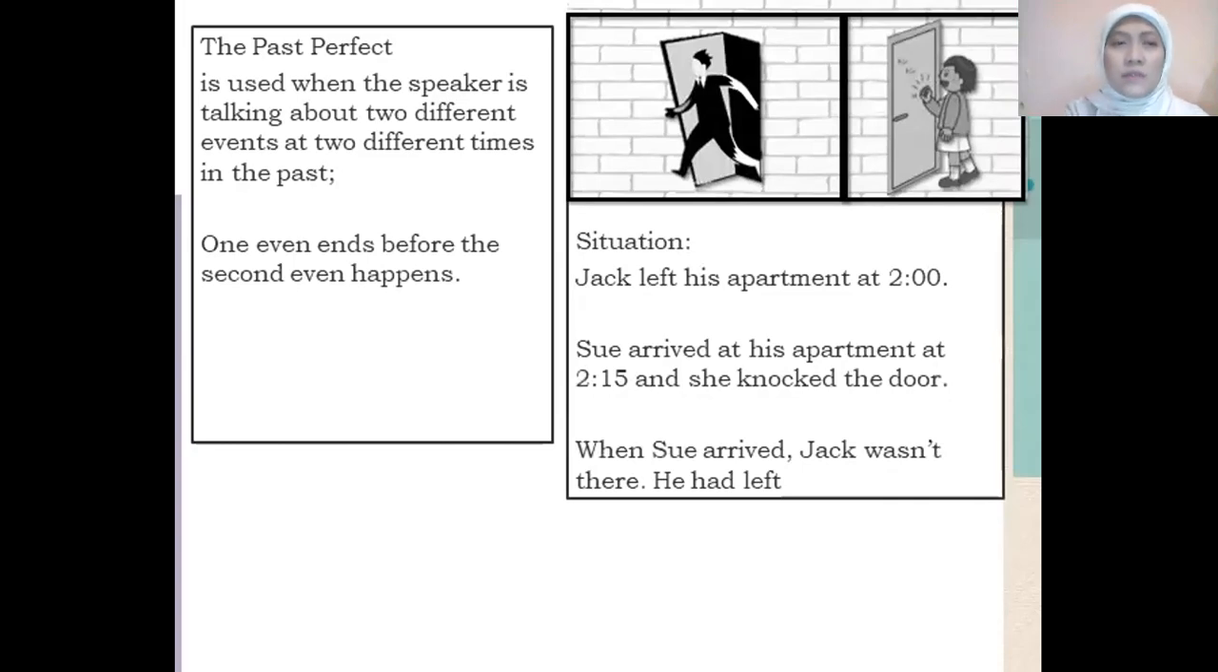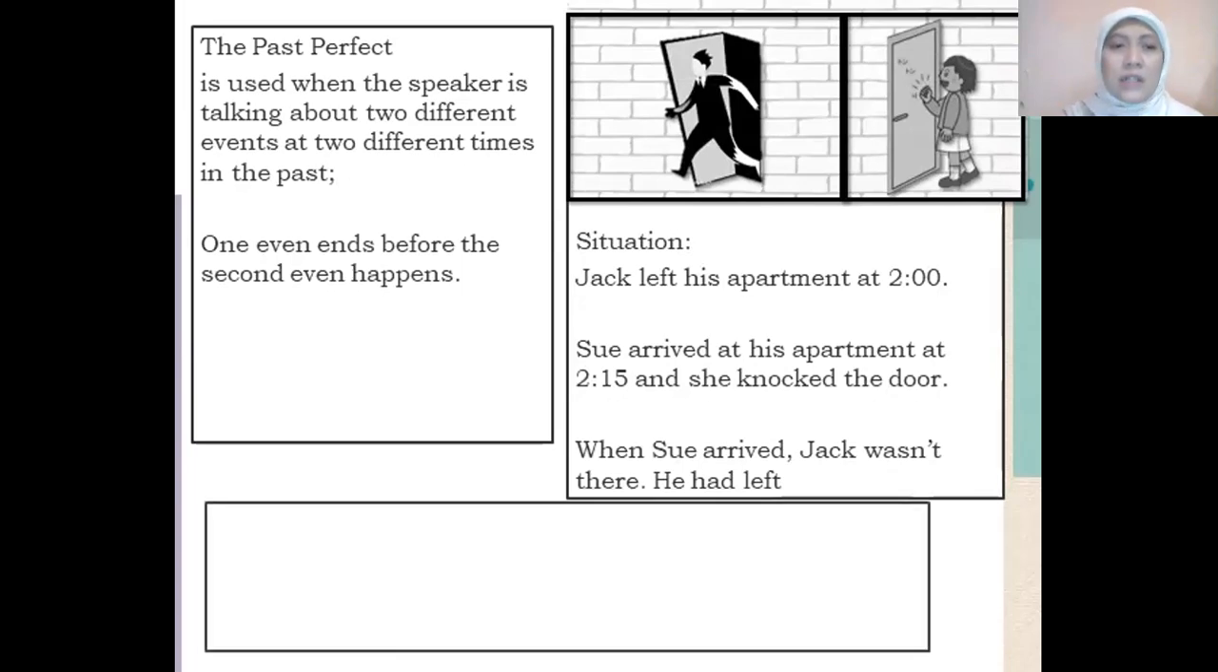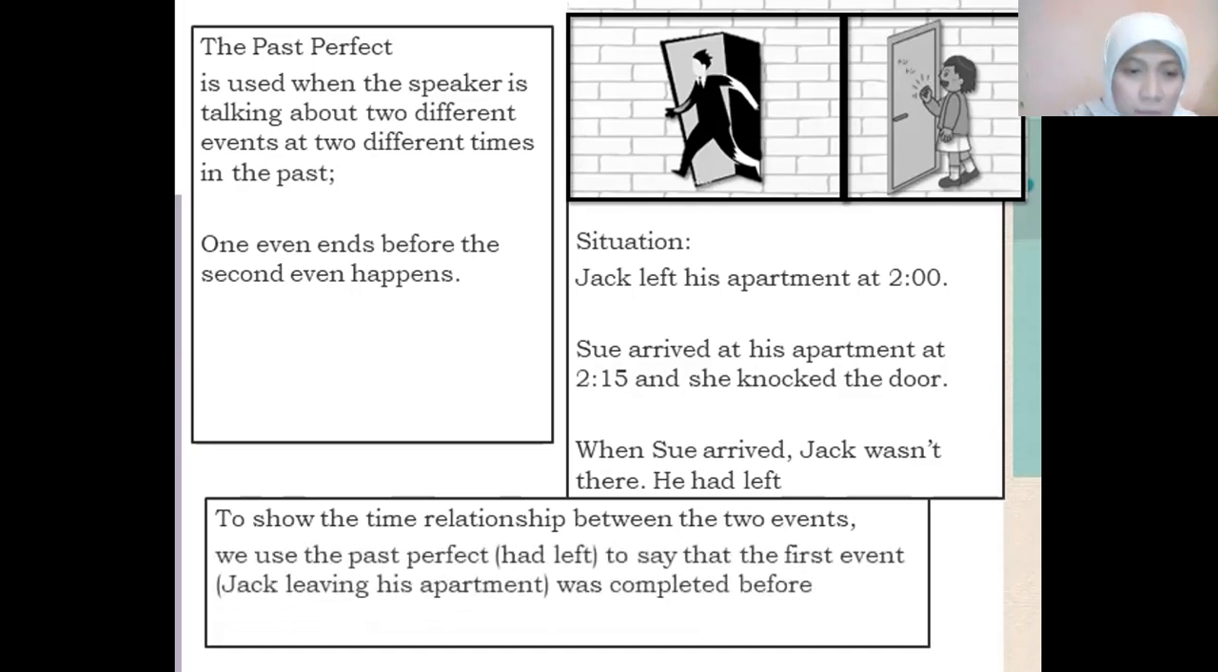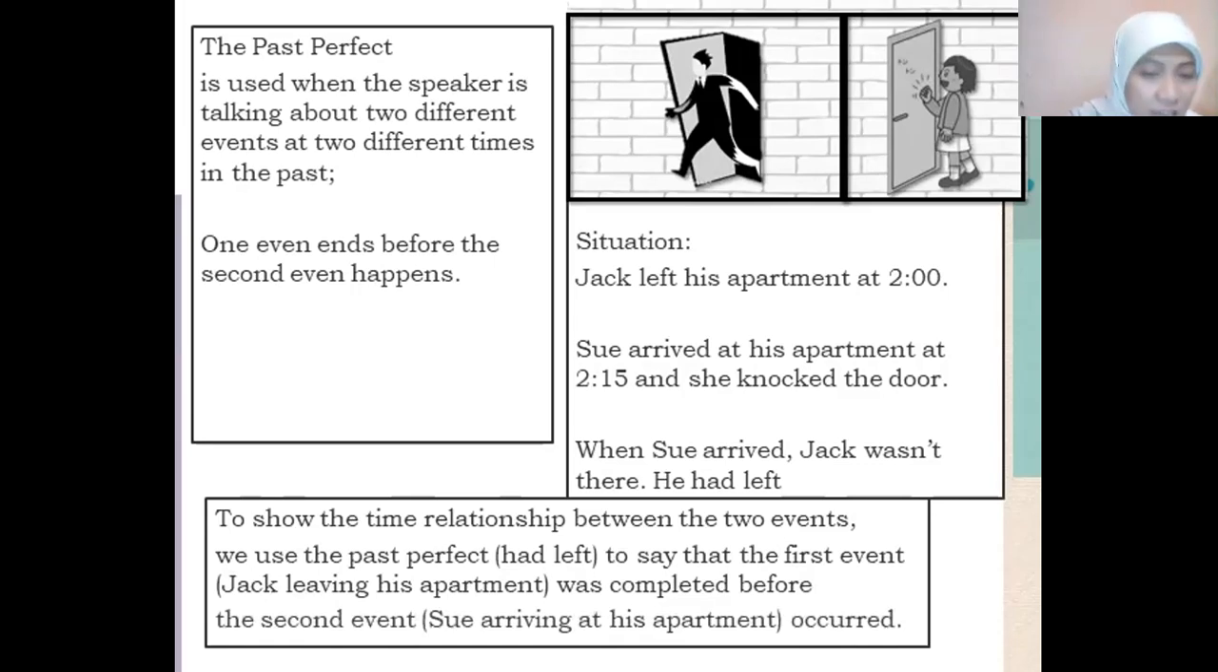Okay, let us see this situation. Jack left his apartment at 2 o'clock. Sue arrived at his apartment at 2:15 and she knocked the door. When Sue arrived, Jack wasn't there. He had left. So we can see that past perfect in here shows the time relationship between those two events. We use this past perfect had left to say that the first event, Jack leaving his apartment, was completed before the second event, Sue arriving at his apartment, occurred.